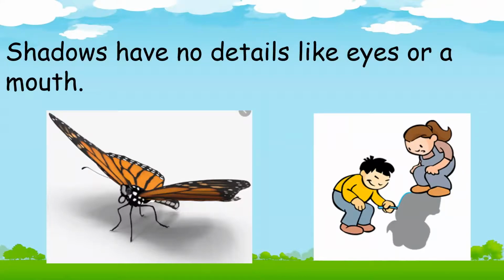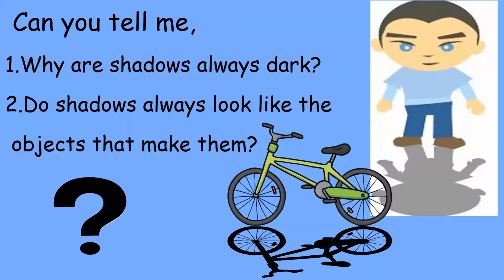What about the next picture? Can you see the eyes of the girl? The fingers of the girl? No, you cannot. Can you see the colors of her dress, of her hair in the shadow? No, good children, because shadows have no details. Now, can you tell me why are shadows always dark? Good, because it does not allow light to pass through it or very little light to pass through it. Excellent answer, children.